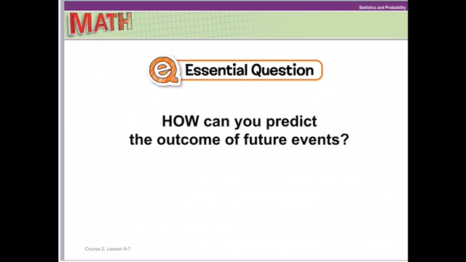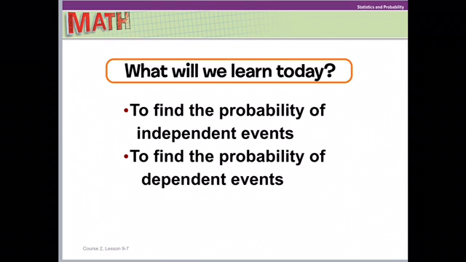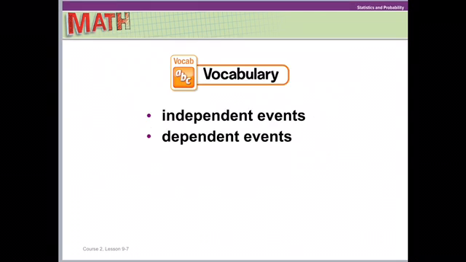Okay, so this is the last lesson of this chapter. It's chapter 9 on probability and lesson 7, which is on independent and dependent events. More specifically, what we'll be learning today is to find the probability of independent events and to find the probability of dependent events. And then, obviously, our vocabulary is independent events and dependent events.